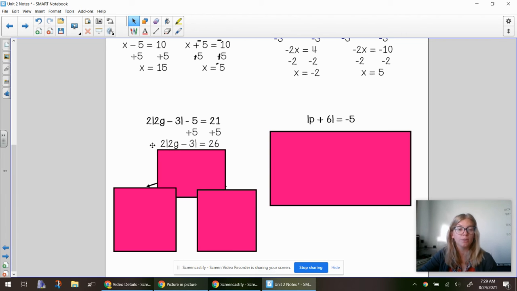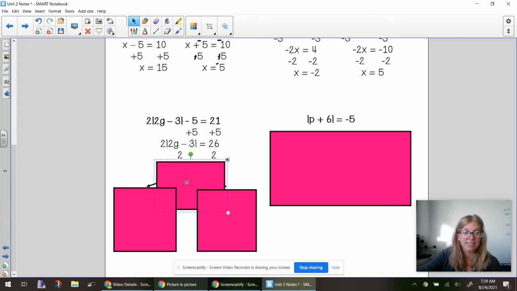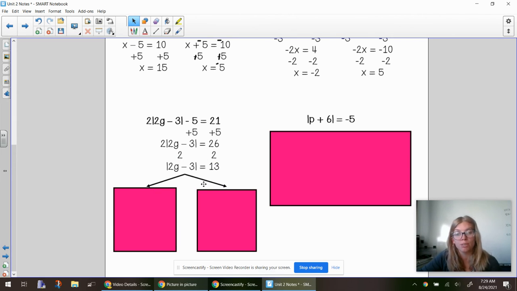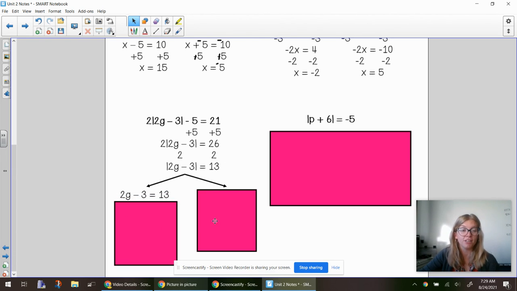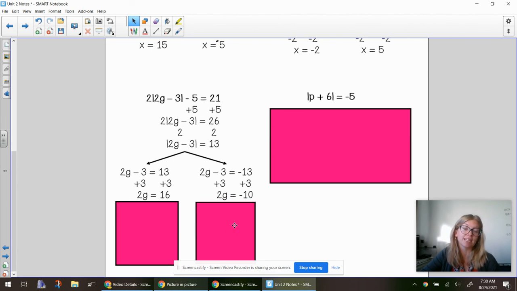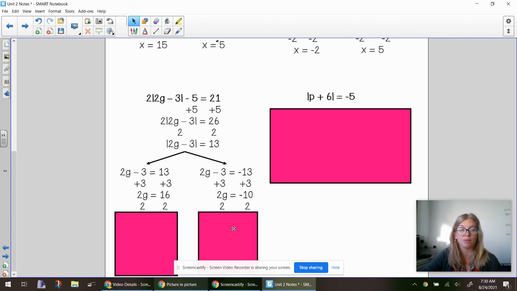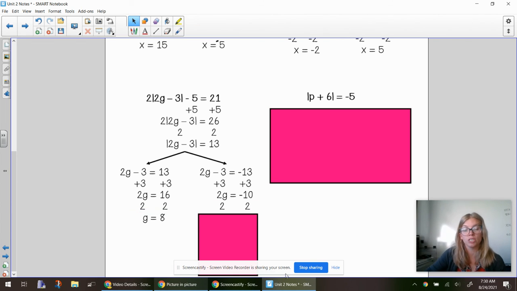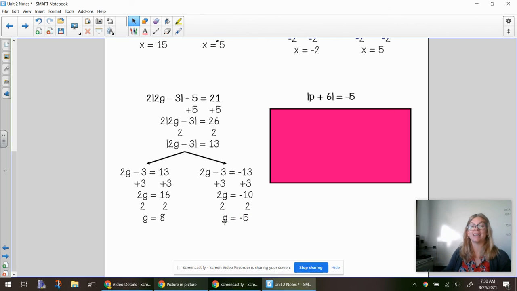We need to undo this 2 on the outside instead of distributing, so we're going to divide both sides of the equal sign by 2. And that gives me the absolute value of 2g minus 3 equals 13. Now I'm going to make two equations, one for the positive value and one for the negative value. So 2g minus 3 equals positive 13, and 2g minus 3 equals negative 13. And then I'm going to solve. I'm going to add 3 to both sides of the equal sign. That gives me 2g equals 16 and 2g equals negative 10. Then I'll divide both sides of my equal sign by 2. And my two solutions are 8 and negative 5.